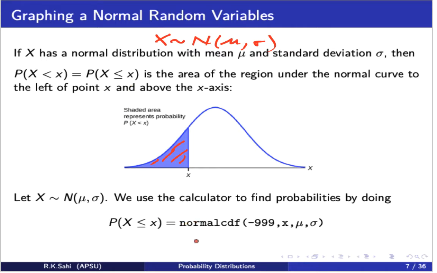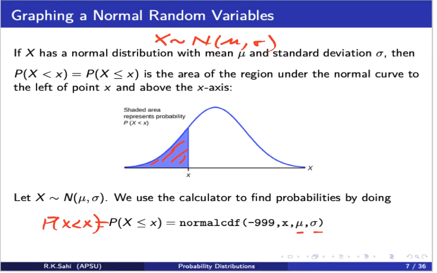Now, in this class, we'll be focusing more on using our TI-84 calculators, so normalcdf. If I say probability x is less than or equal to x, or that x is strictly less than x, in either scenario we will use normalcdf of negative 999 comma x. These are the endpoints of the distribution whose probabilities we are trying to find, and at the very end we write down the mean and the sigma of the corresponding random variable.